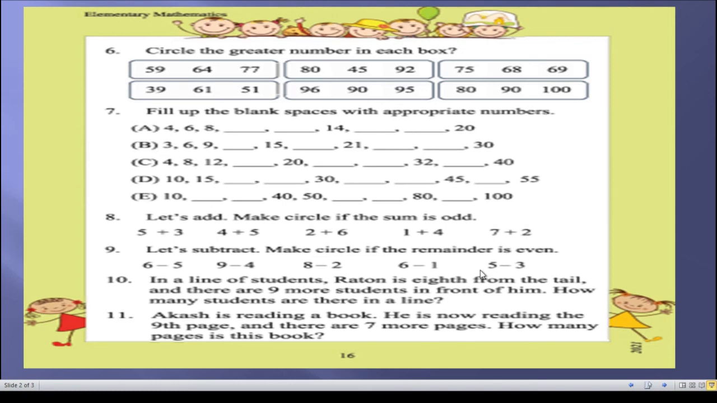So I hope, students, you can easily understand what I was trying to say when I was solving questions number 6, 7, 8 and 9. In the next video, we will try to solve questions number 10 and 11 easily. So I hope you all will understand that easily.